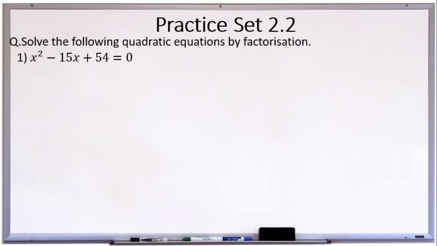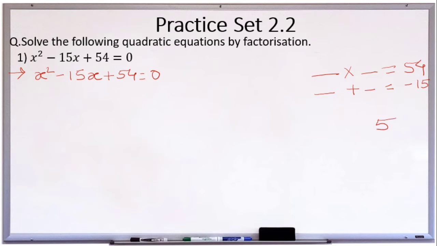So the first question is, x square minus 15x plus 54 equal to 0. In the solution, we write the given quadratic equation as it is: x square minus 15x plus 54 is equal to 0. Now you know that we want two numbers such that their product is 54 and their addition is minus 15. Okay, now first we divide 54.